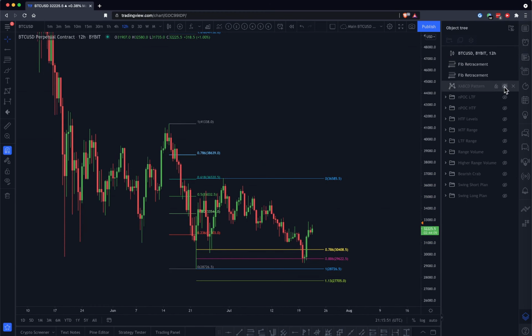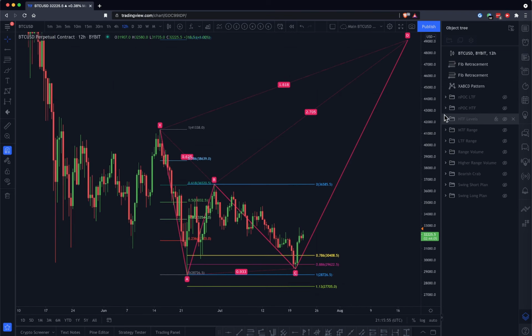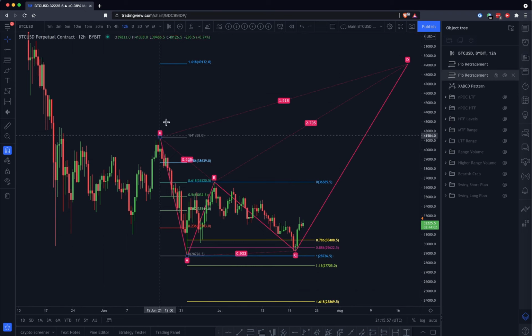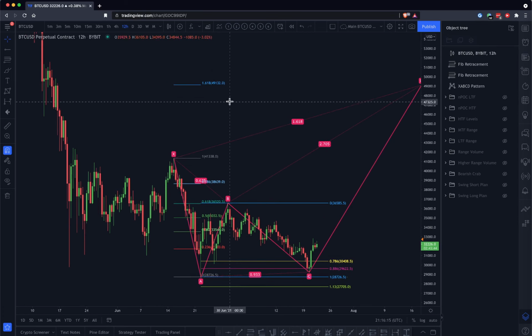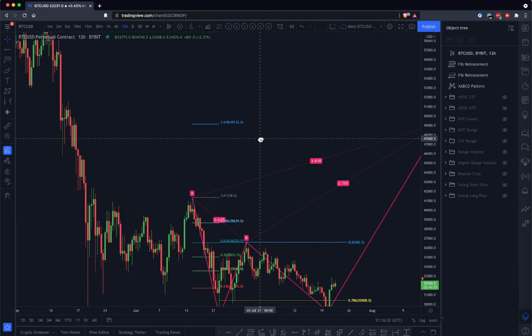Okay, and what is the target for a bearish crab pattern? The target is the 618 of the first X to A. Okay, so that's the target, and that is around 49,132. And if we check what other confluences we have around this region, it's very interesting.